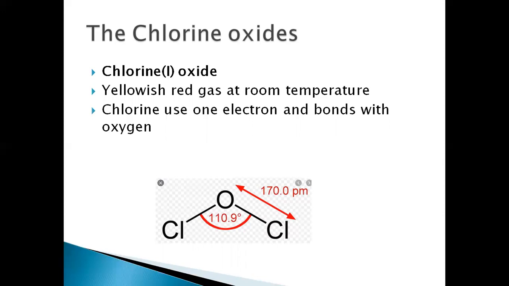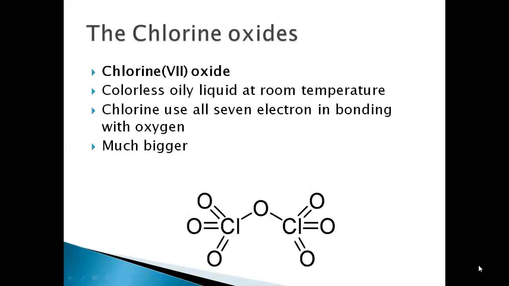Next, when we talk about Cl2O7, chlorine 7 oxide, the 7 indicates that in this compound its oxidation state is 7. It is a colorless oily liquid at room temperature. Chlorine uses all of the 7 electrons present in its outermost shell in bonding with oxygen. And this Cl2O7 is much bigger in size.